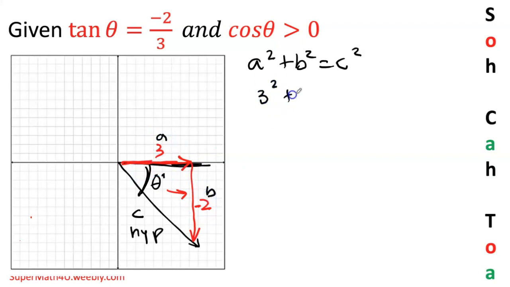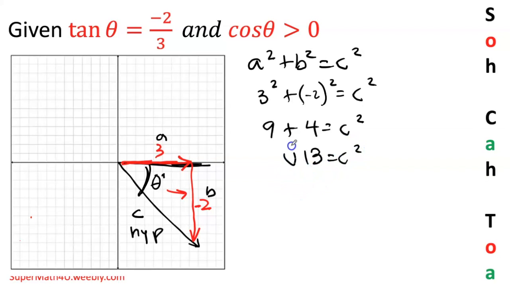3 squared plus -2 squared equals c squared. 3 squared is 9. -2 squared is 4. 9 and 4, 13. And I need to find the square root of that. So the square root of 13 is c, which is my hypotenuse. Now, once I have my hypotenuse, it's time to find all the trig functions.